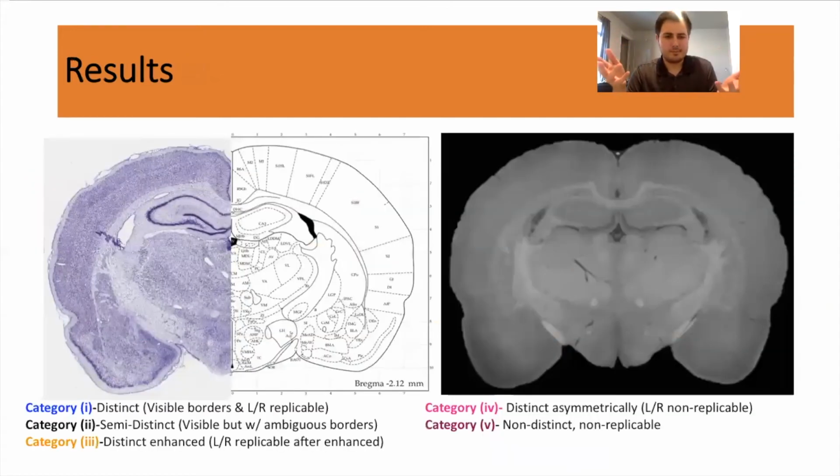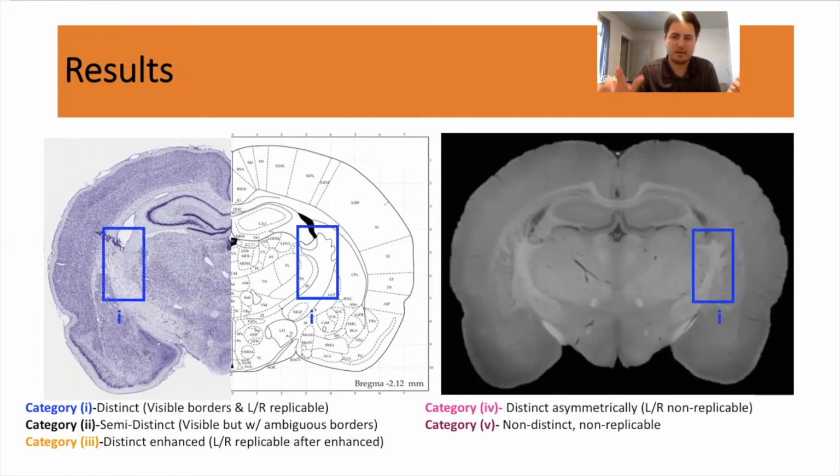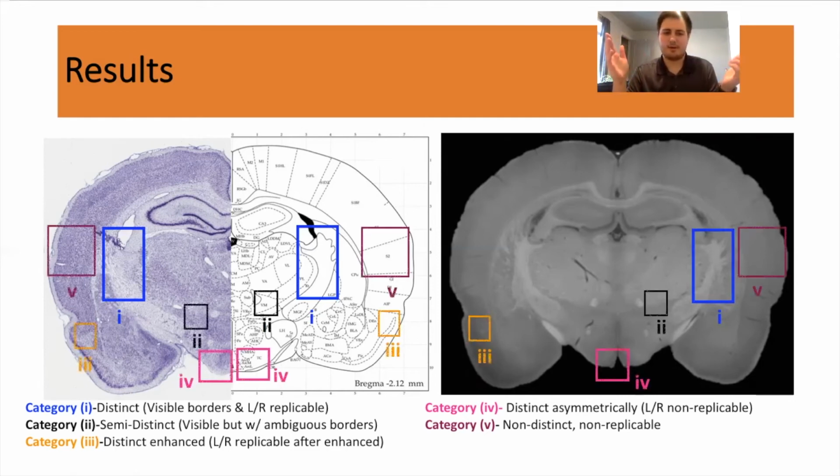So our results were based on these 5 categories. Category 1 is obviously the one we're looking for the most, which is for it to be distinct and replicable on both sides. A great example of this is the internal capsule. However, with the different myelination in different parts of the brain, you can end up with a lot of different appearances. So we also had 4 additional categories: semi-distinct, distinct enhanced, distinct asymmetrically, and non-distinct and non-replicable. As you can see, these pop up in all different parts of the brain, this kind of visibility.